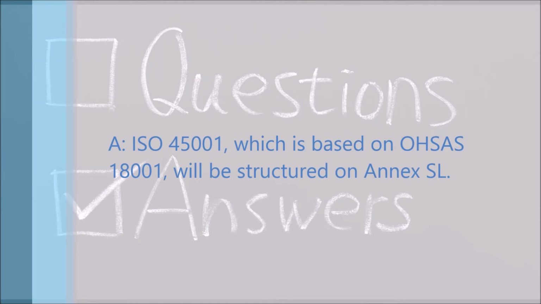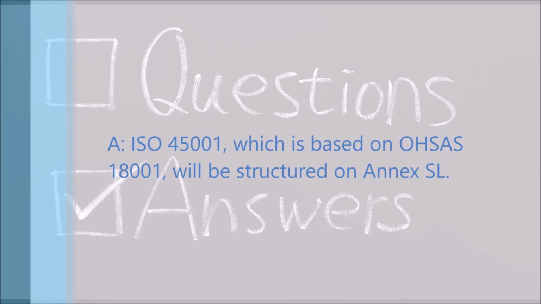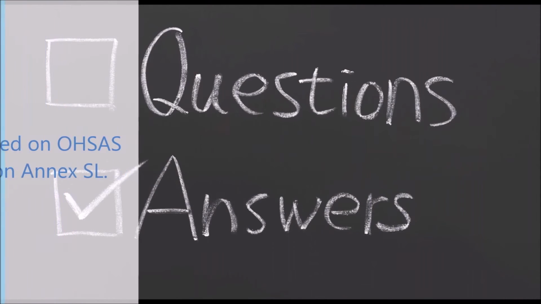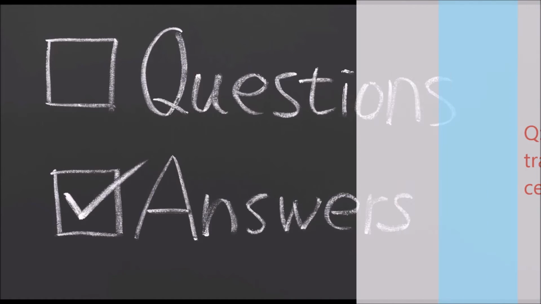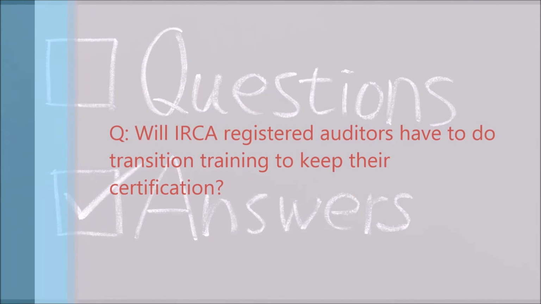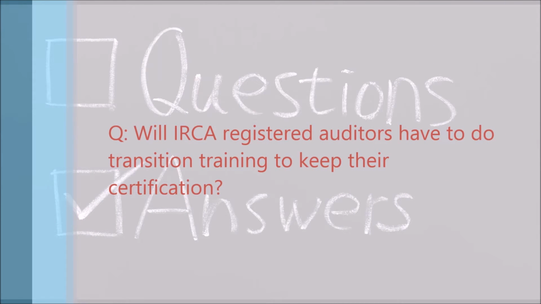That, by its very definition, will be based on Annex SL, because any ISO standard that's now either published from scratch or revised now has to follow Annex SL. So yes, 18001 or 45001 will be structured in a very similar way to 9001 and 14001. We have another question here, actually about auditing, and it's about IRCA registered auditors.